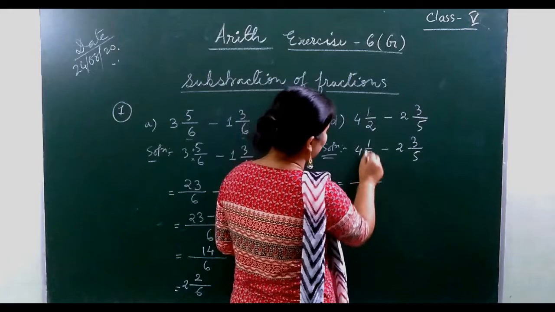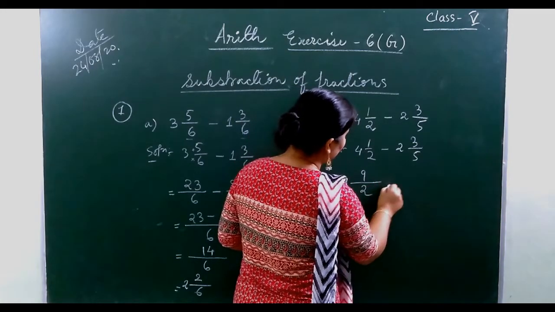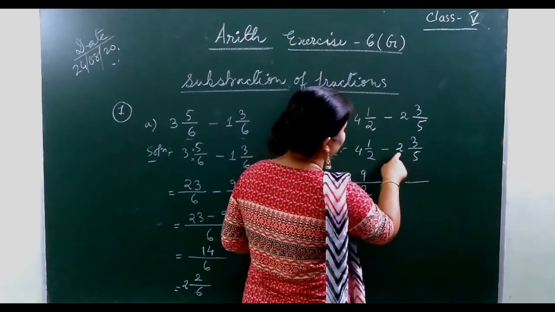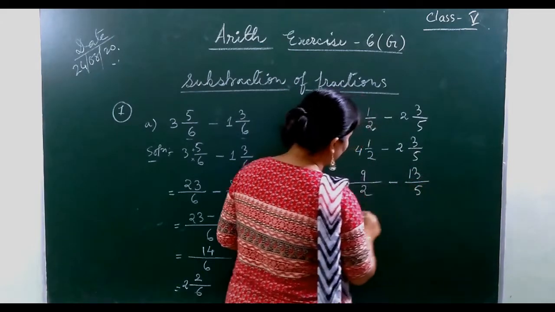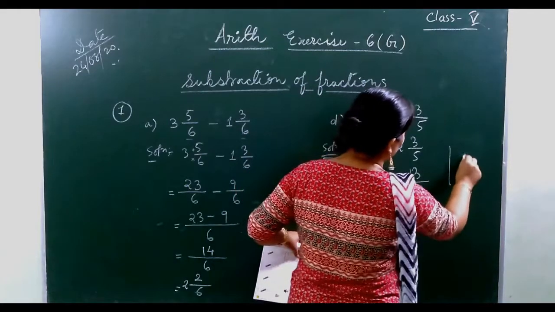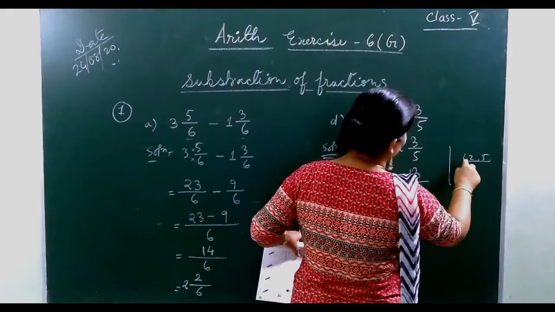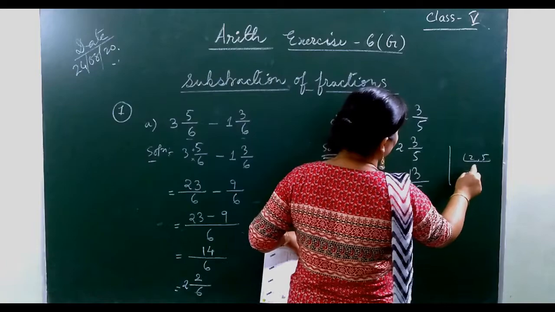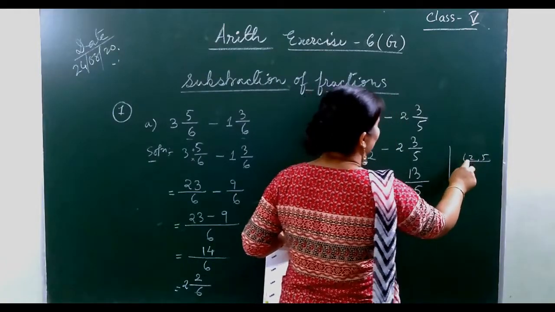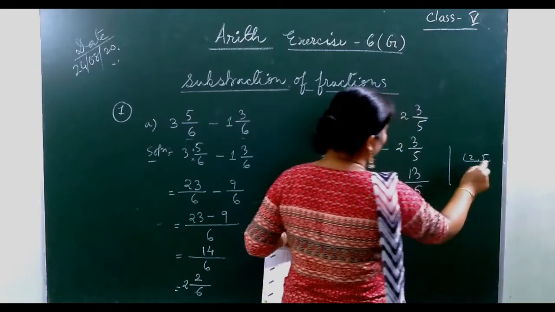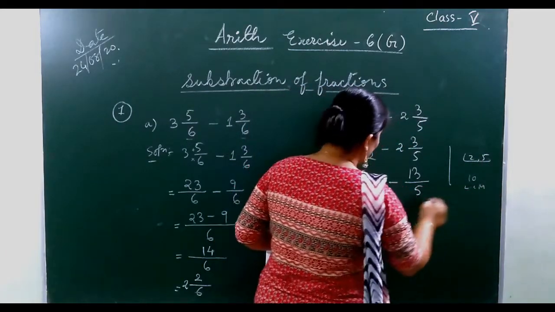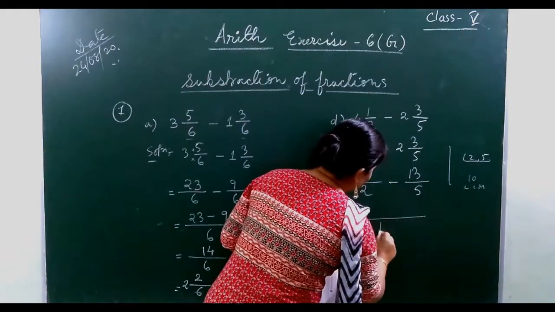So 4 2 times 8 plus 1, 9. 9 by 2. Then here 5 2 times 10, 10 plus 3, 13. 13 by 5. So LCM. Now LCM of 2 and 5. You can multiply directly also because both are prime numbers. So 2 5 times 10. 10 will be the LCM because they don't have any more other factors. So 10 will be the LCM here.